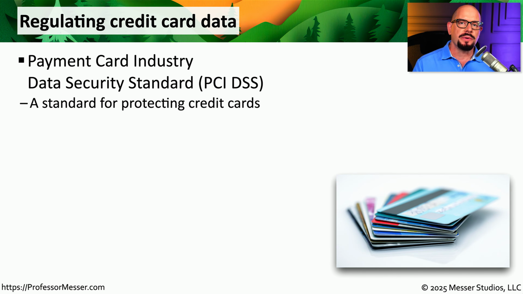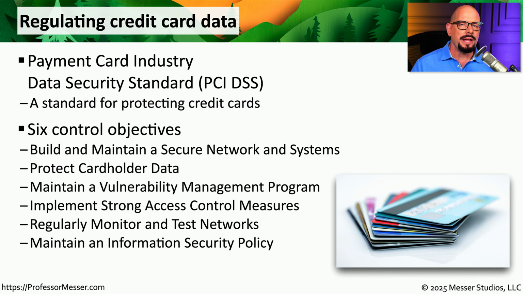The credit card industry has created comprehensive rules regarding the processing and storage of credit card information. We refer to this as the Payment Card Industry Data Security Standard, or PCI DSS. You'll often hear people abbreviate this as simply PCI. A summary of just part of the PCI DSS revolves around 6 control objectives.